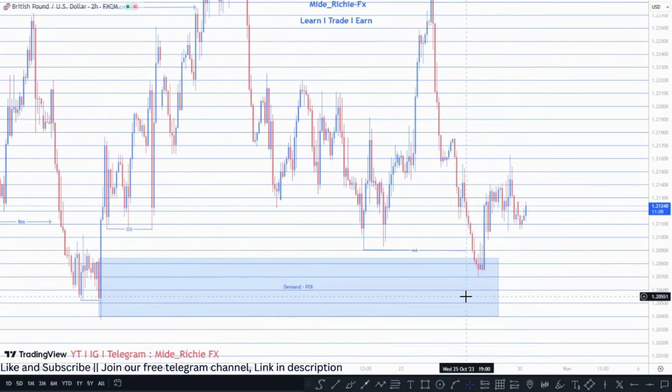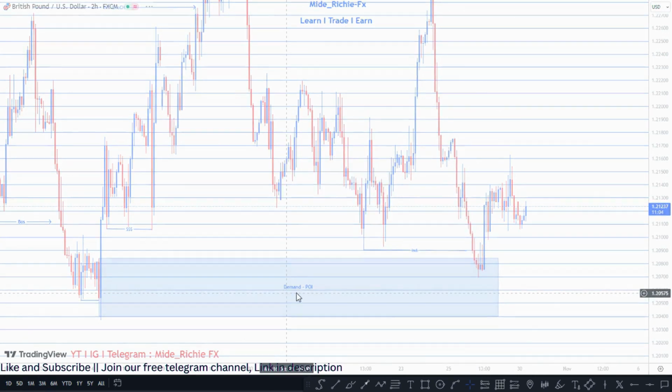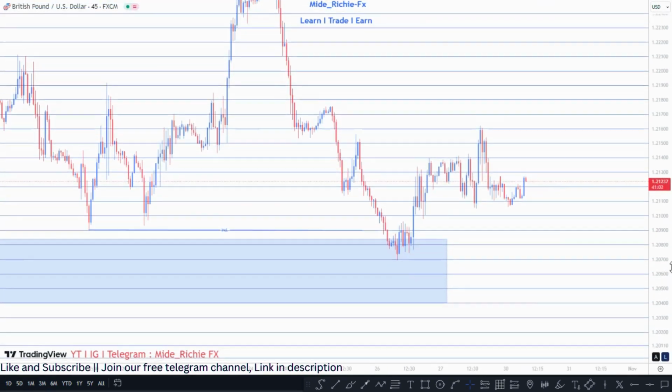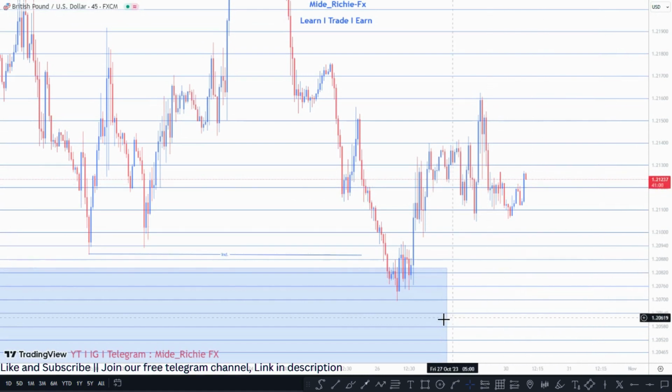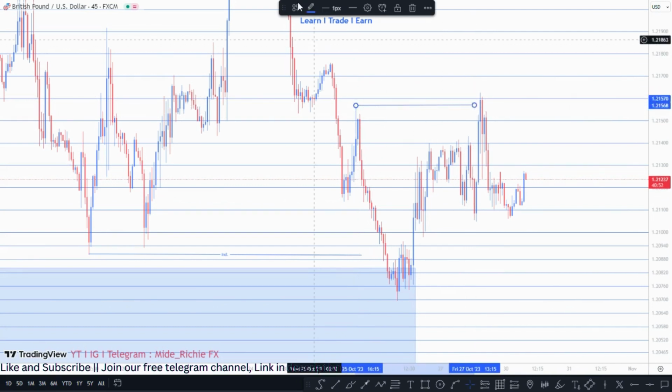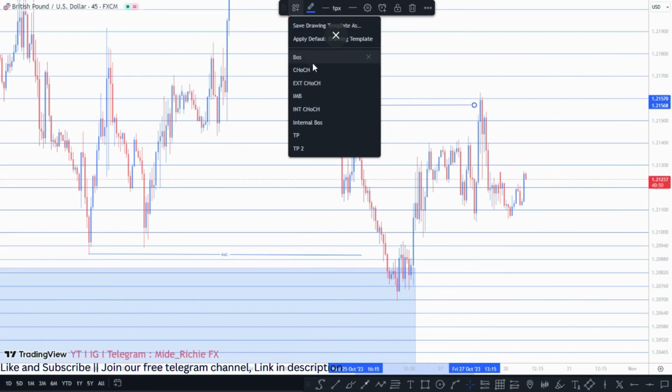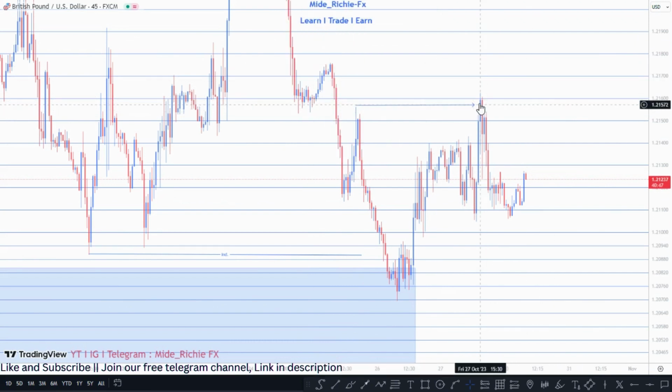So now we have a mitigation right here in the 2 hour time frame. Now let's go straight to the 45 minutes time frame. Let's see the reaction after the market mitigated this point of interest. Let's consider we have another internal change of character right here after the mitigation. And this change of character is valid. Why? Because the market closed above this high with a nice candle body, and it makes a lot of sense actually.